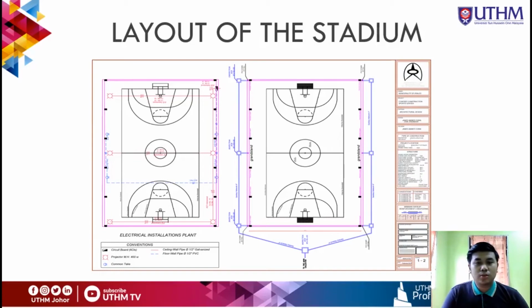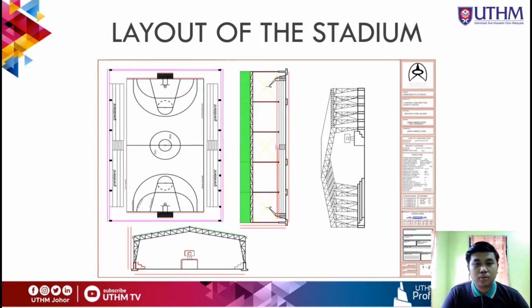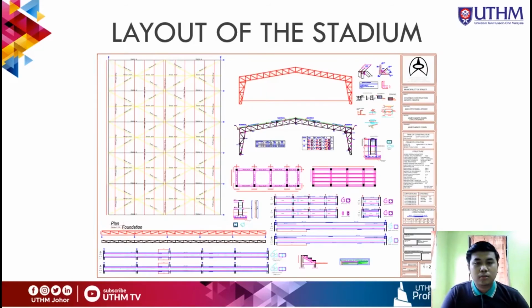So this is the layout of the stadium. And this is the layout of the detailing of the stadium.